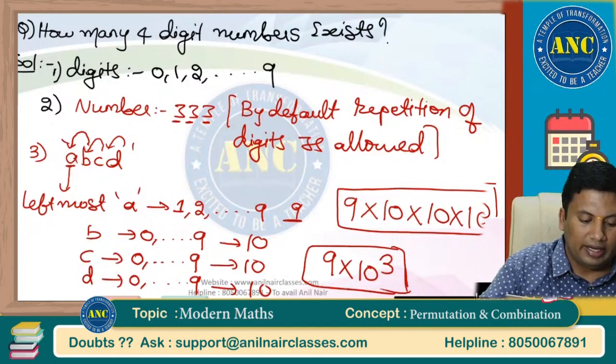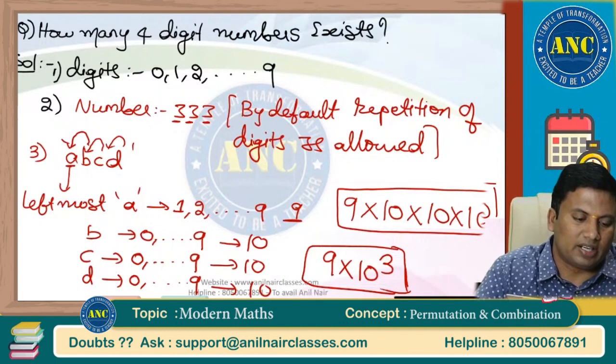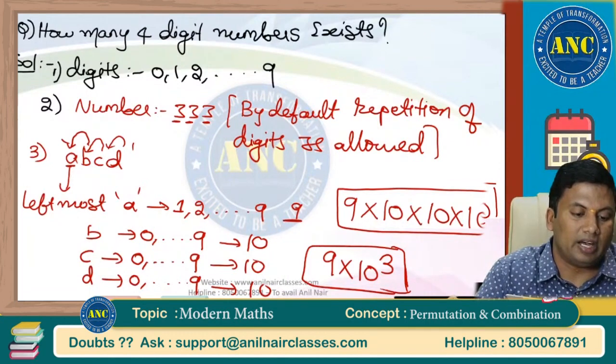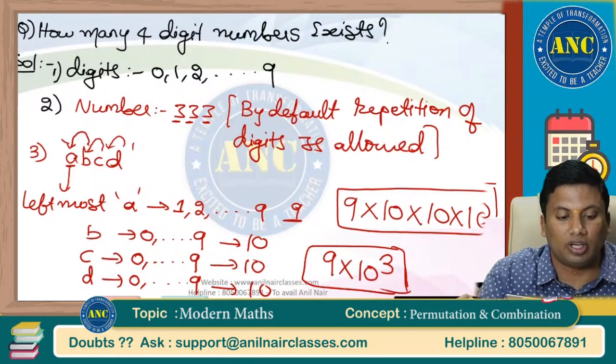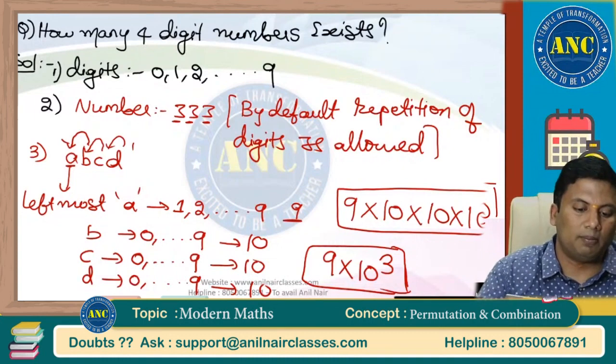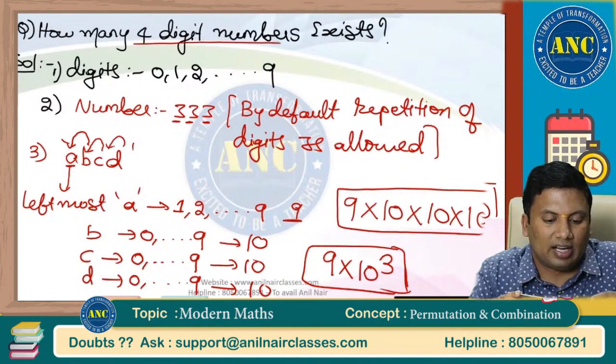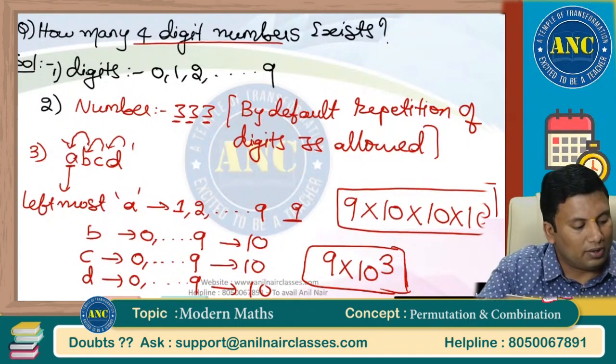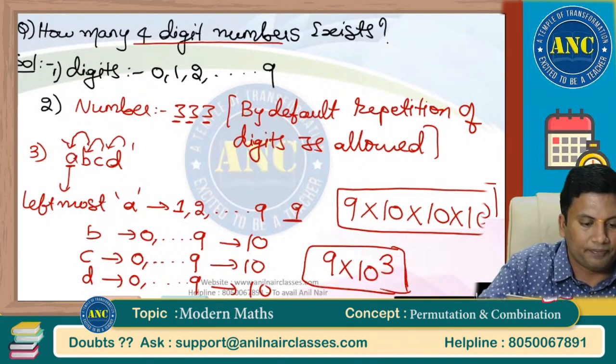I hope the idea is clear. A simple example to tell you how the fundamental principle of multiplication can be used to count the numbers. So the total number of 4-digit numbers is 9 into 10 cube. I hope it is clear, right?